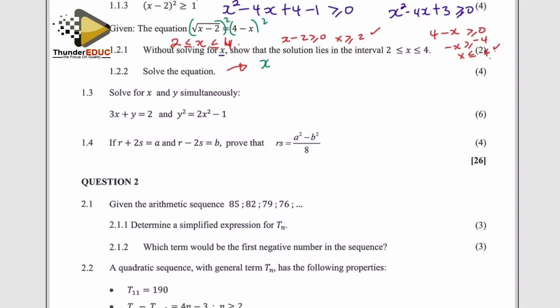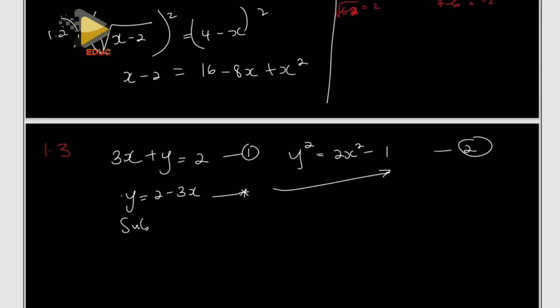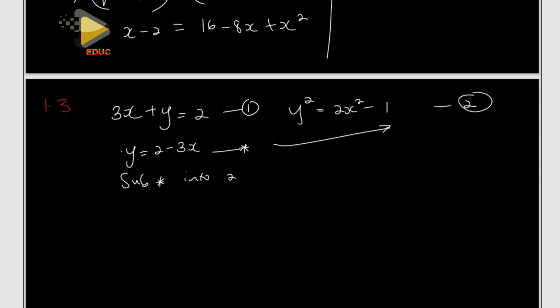Okay. So I can make y the subject. This is equation 1, this is equation number 2. Making y the subject, it's going to be 2 minus 3x. Let this be equation star or equation 3, which I must substitute into equation number 2. So that's going to be 2 minus 3x, everything squared, is equal to x squared minus 1.